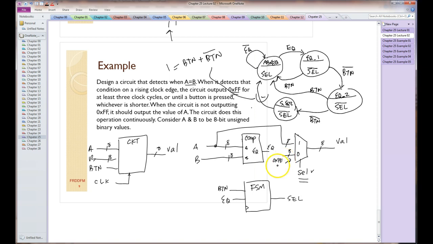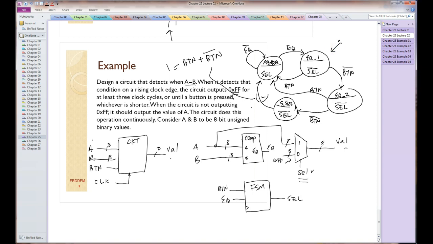Notice that I did not connect the control and status signals. If I connected these up, it would get really messy. I have A, B, button and clock. I didn't put a clock here. It's understood to be there, but I do have A, B and button. The output's val. Output is listed. Everything matches. I've got all the bus indicators all set in there, and then I'm going to call this problem done. This was the engineering step.